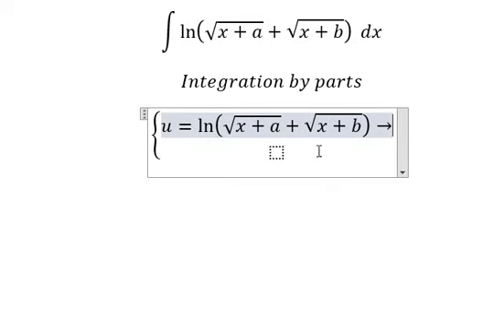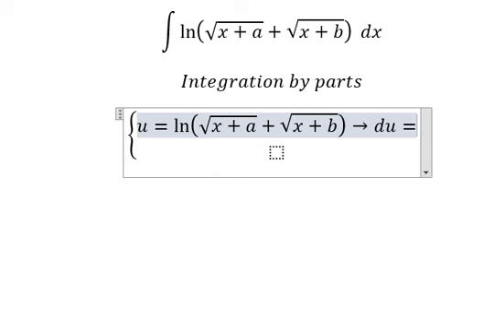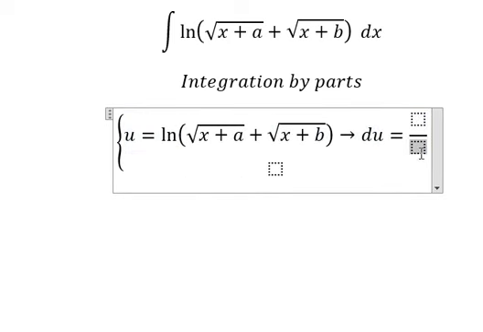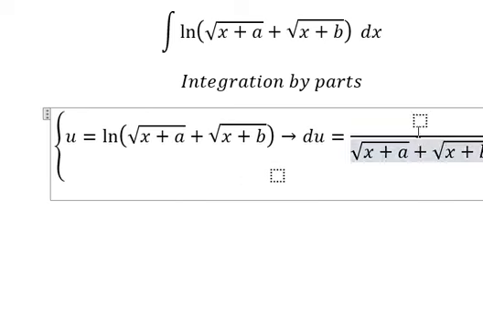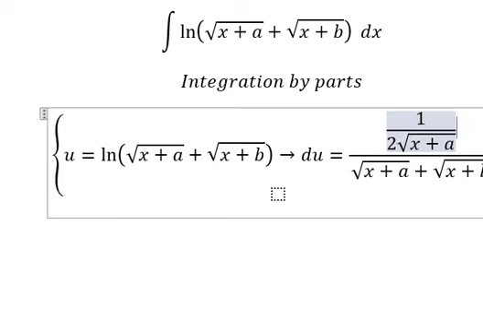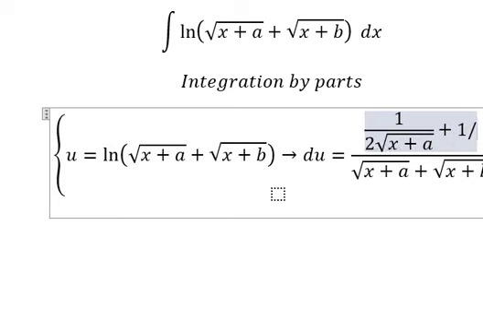Later we need to take the derivative for both sides. And we have it like this. So we need to do first the derivative of this one. We have 1 over 2 times the square root of this one. And the second one, 1 over 2 times the square root of this one.